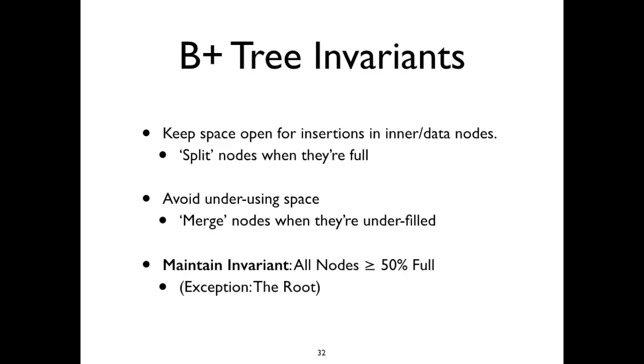So once again, a B+ tree is going to have the same general structure as an ISAM index, but the two differences are, first off, the leaf nodes aren't contiguous, and the second difference is that we're going to keep a little bit of open space in each of the inner nodes and each of the leaf nodes. So whenever a node gets full, we're going to split it, and whenever a node becomes under full, we're going to merge two nodes together. And all of this is going to keep one specific invariant, which is that all nodes must always be at least 50% full.